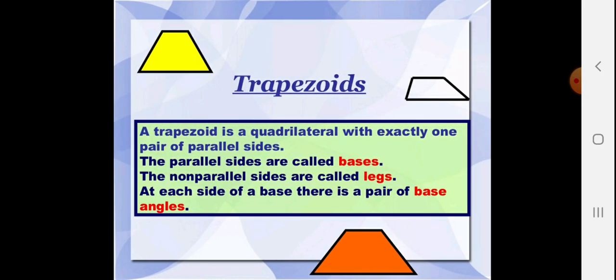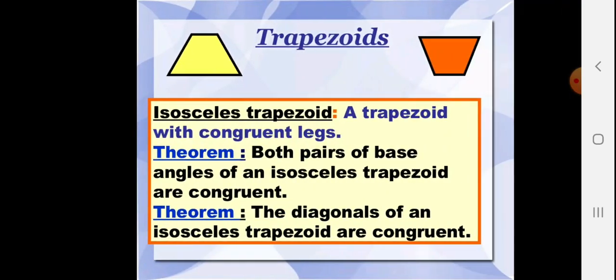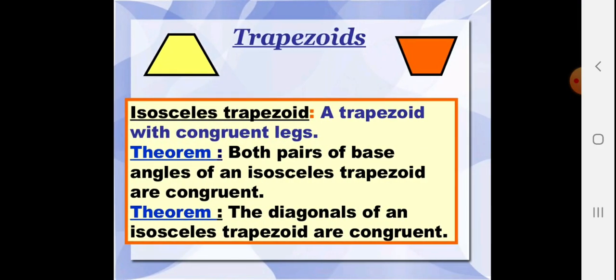Trapezoids or trapezium. A trapezoid is a quadrilateral with exactly one pair of parallel sides. The parallel sides are called bases and the non-parallel sides are called the legs. At each side of the base, there is a pair of base angles. So, a trapezoid with congruent legs: both pairs of base angles of an isosceles trapezoid are congruent. The diagonals of an isosceles trapezoid are congruent too.